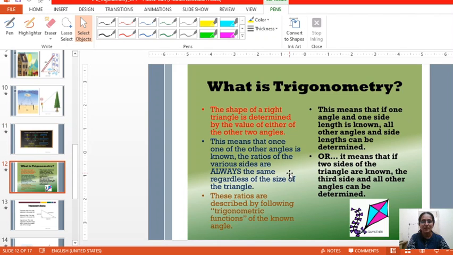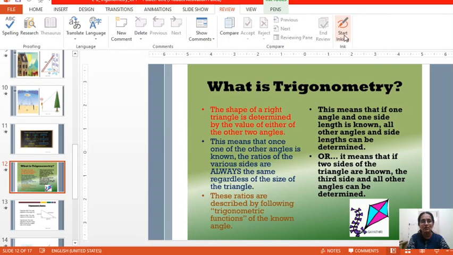What is trigonometry? Here, the shape of the right angle. Here, let me draw one.